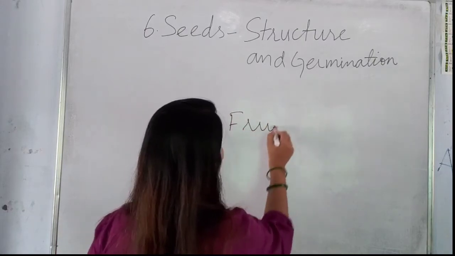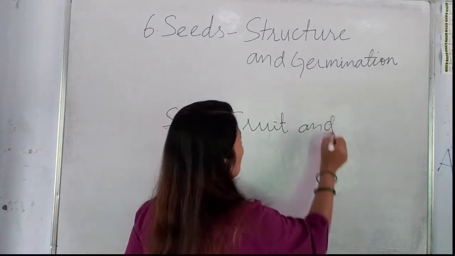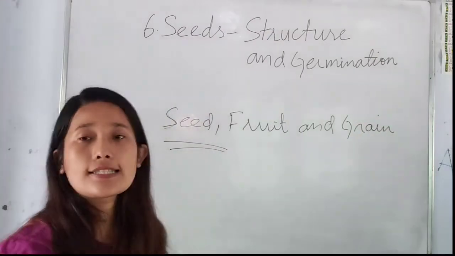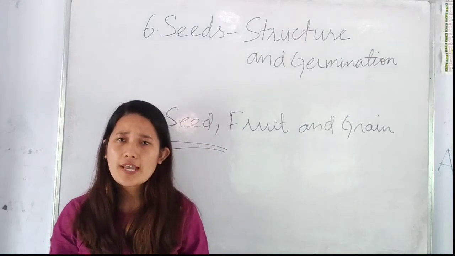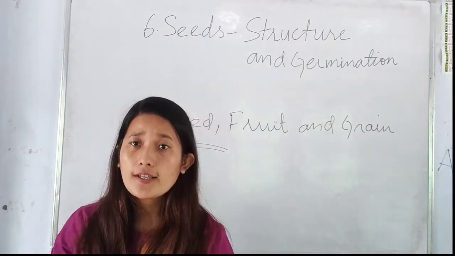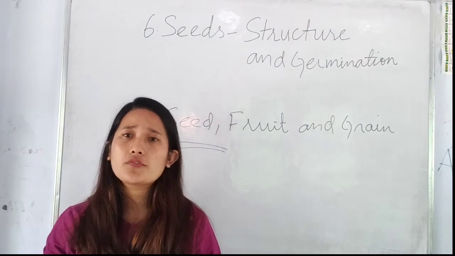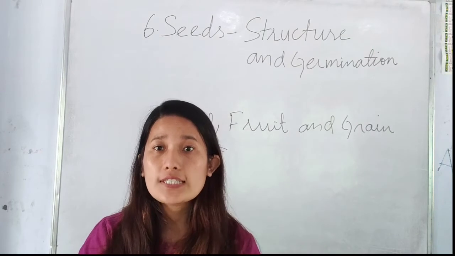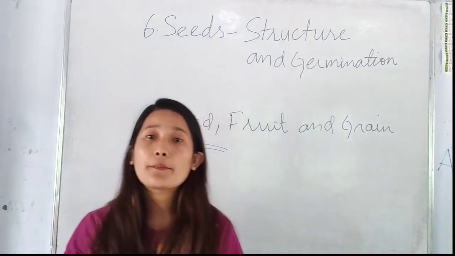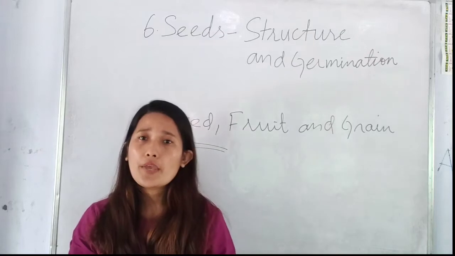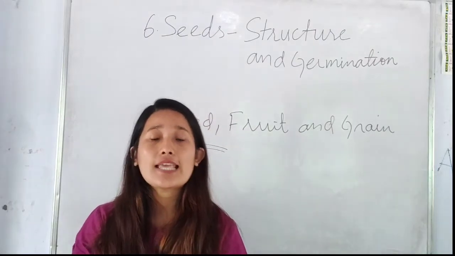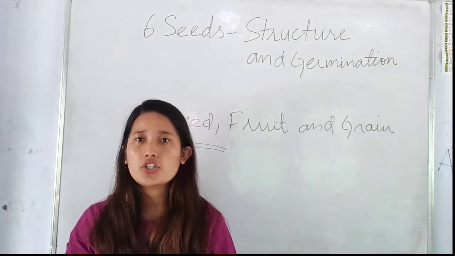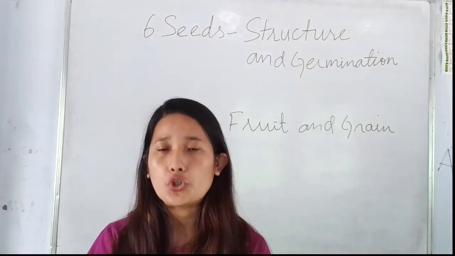fruit and grain. What is a seed? Our previous chapter was fertilization in plants. We have discussed what happens to the ovule after fertilization: your ovule gets converted into seed. So the seed is the ripened ovule. It has a baby plant, or embryo, inside it, which under favorable condition germinates and gives rise to a new plant.